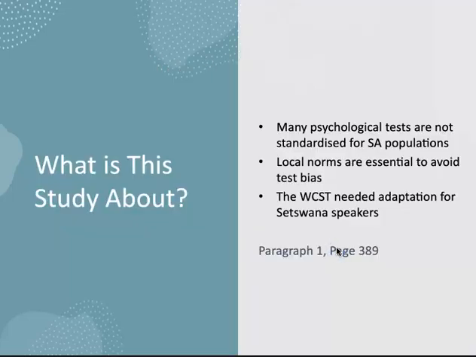Right, what is this study about? Read paragraph 1 on page 389. The first statement, it says, psychological and neuropsychological assessment in South Africa currently faces various challenges. So this paragraph tells us why the study was done. There's a problem in South Africa. Many psychological tests are created in other countries and are not standardized for our population. So this makes tests unfair and inaccurate for local students.